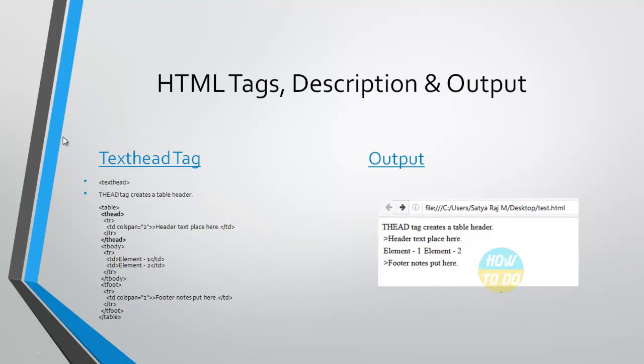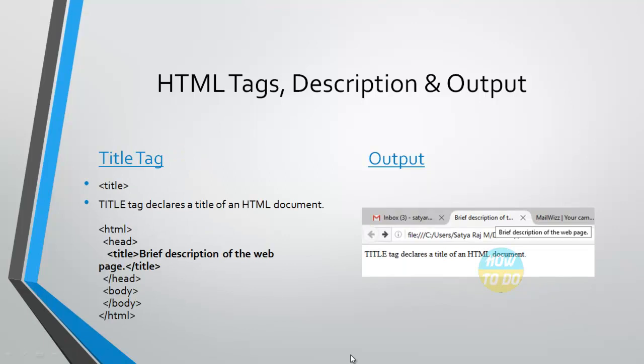Next comes the thead tag. The thead tag creates a table header. Just now we have understood the table footer and by using this particular thead tag you will be able to write the table header. So in this way you will be getting the output after using the same syntax which is available here. Next comes the title tag. The title tag declares the title of an HTML document. You will be writing the title in the head section and this is the syntax and this will be the output. Here you will be able to see the title of the page in this way.